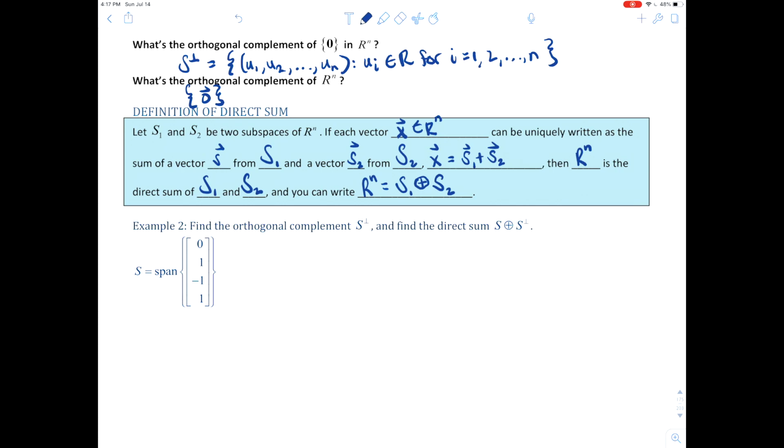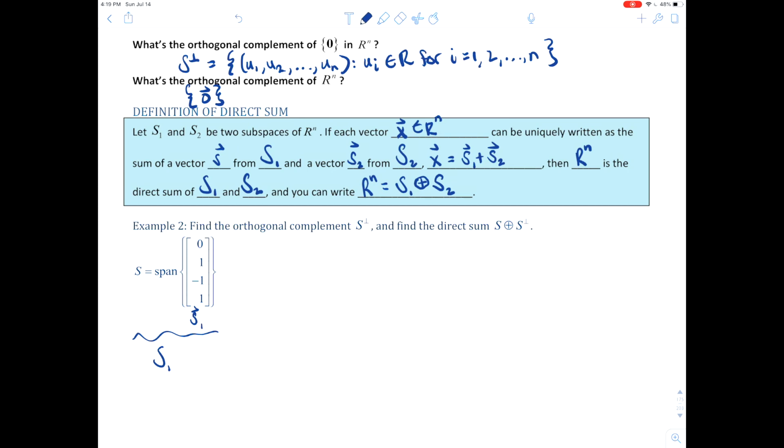Okay, so example 2, find the orthogonal complement of S and then find the direct sum of S and the orthogonal complement of S. Okay? So this first space S is equal to the span of this vector. So this would be like our vector S1, and this whole thing would be our space 1, if you think about the theorem or the definition above. Okay? Well, let's see what we would have.